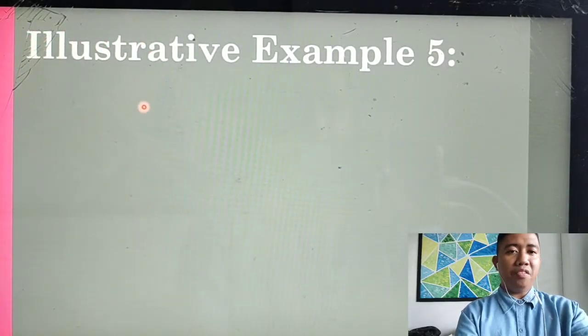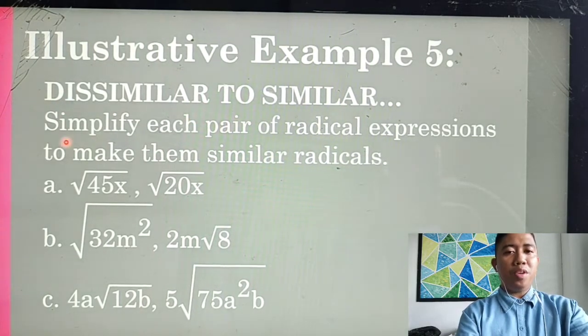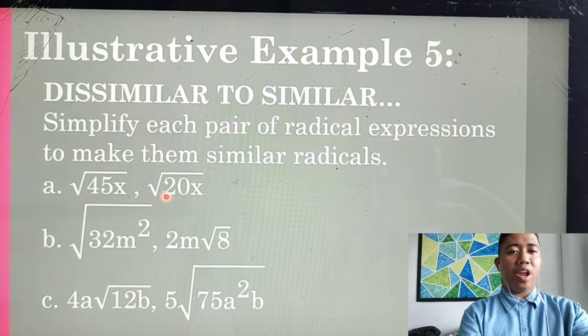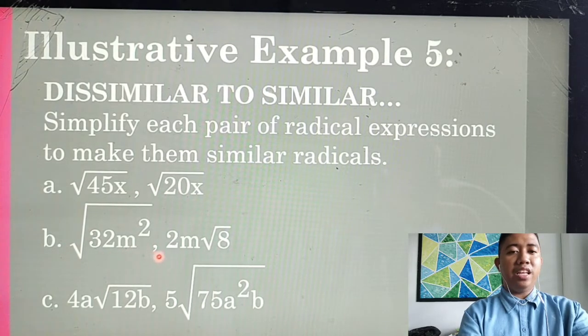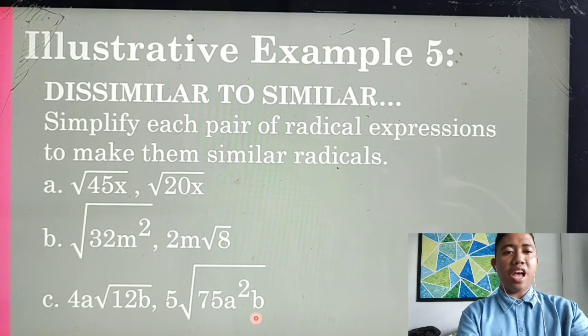Illustrative example number 5. The similar to similar. You will be going to simplify each pair of radical expressions to make them similar radicals. Let us start with letter A, the square root of 45x and the square root of 20x. Letter B, the square root of 32m squared and 2m times the square root of 8. And letter C, 4a times the square root of 12b and 5 times the square root of 75a squared b. To convert this pair of radicals, here is our solution.